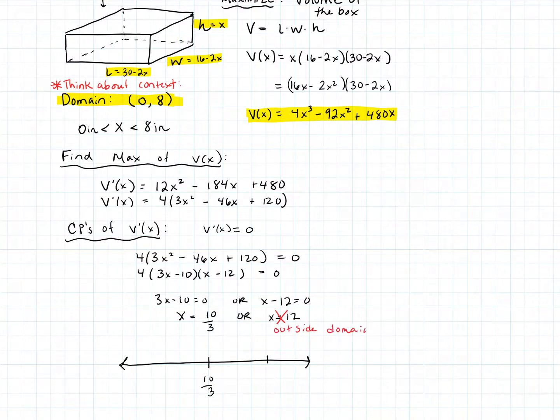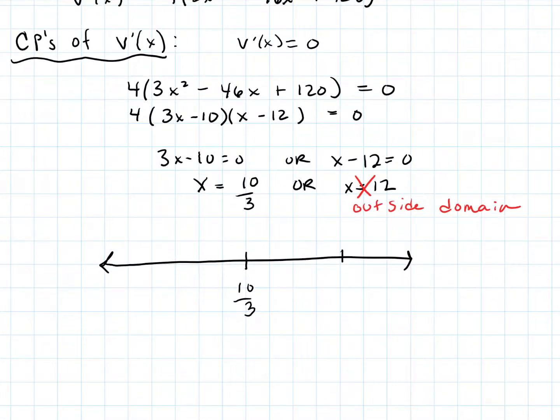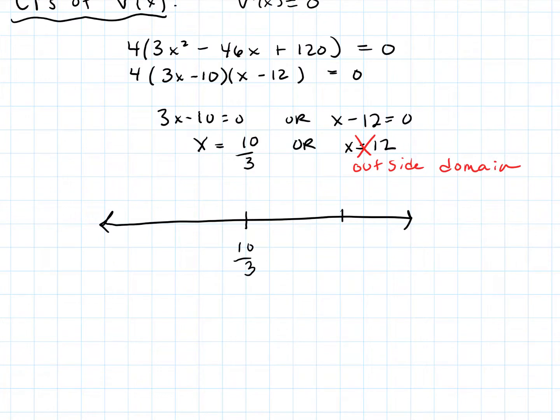But it's a good illustration of why I paused for a second and thought about the domain. That's outside of the domain. The domain is only from 0 to 8. We can only make cuts on this piece of cardboard in the range of 0 inches to 8 inches. So now we can test our point.